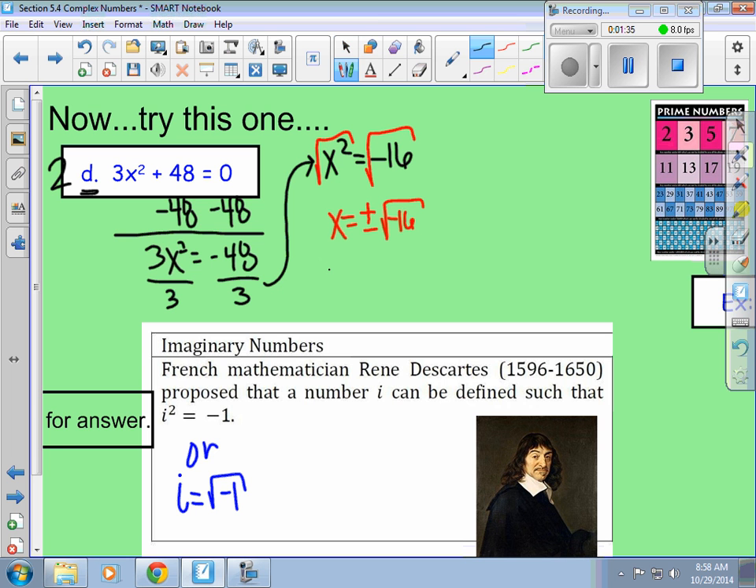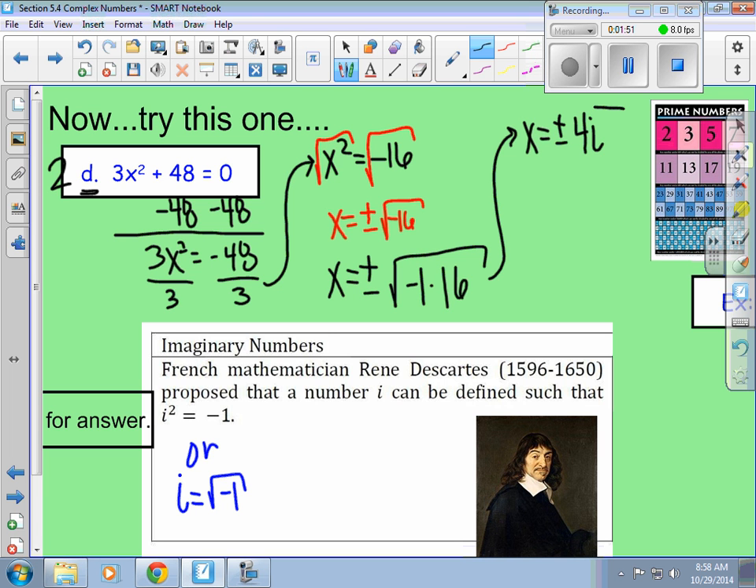So it is not a real number. So x is equal to plus or minus the square root of, well, I can rewrite this as negative 1 times 16. So x is equal to plus or minus, well, the square root of negative 1 is i, and the square root of 16 is 4, so 4i. And this is an imaginary number. Okay. Here is another example.